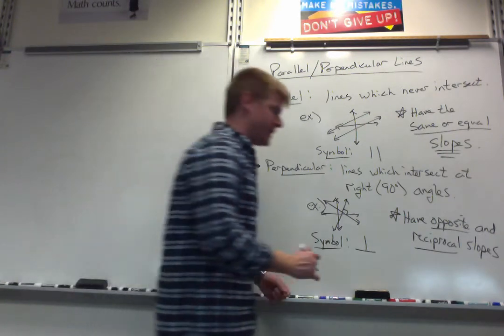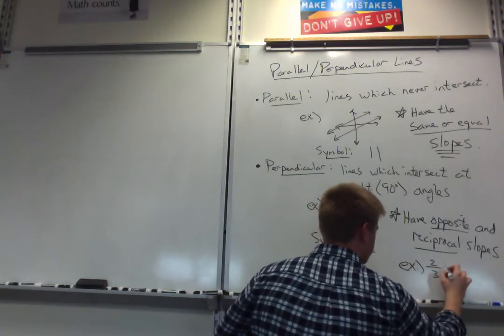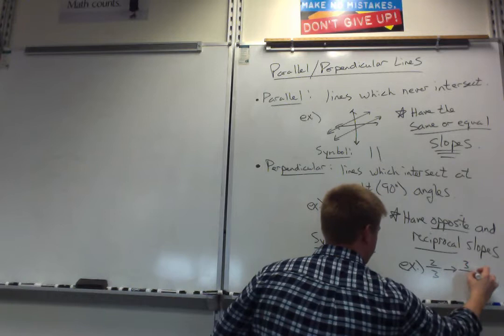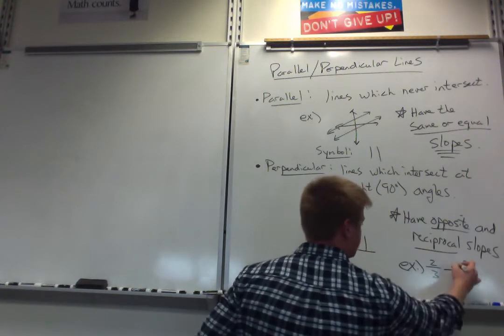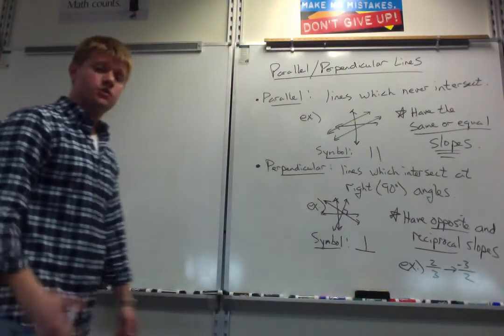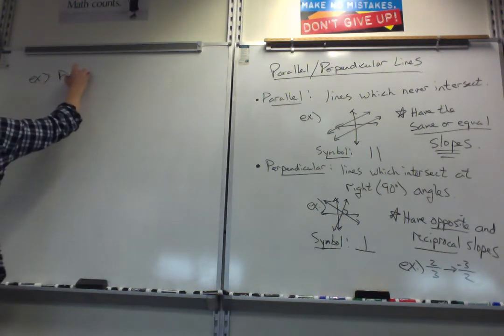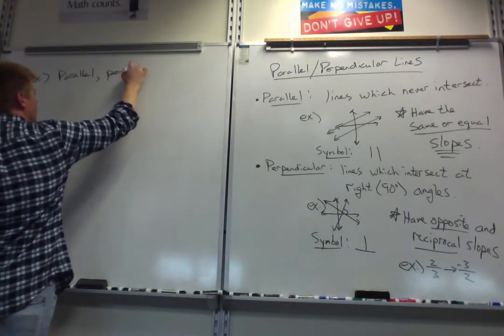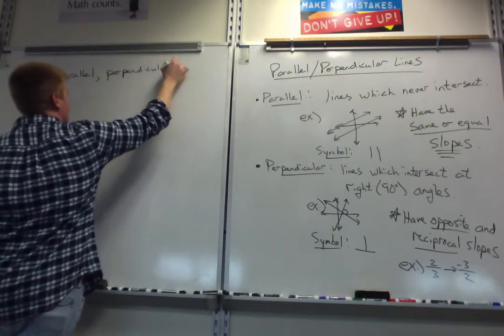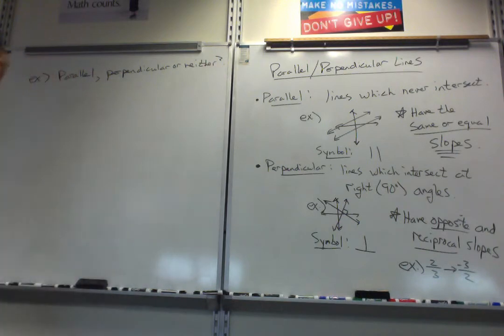Now, a quick example of reciprocal here. The reciprocal of 2/3 is 3/2. And for those to be perpendicular, one of them would also have to be a negative, the other one positive. So anyway, the types of problems we're going to see here quickly are going to be, are lines parallel, perpendicular, or neither? Okay, so parallel, perpendicular, or neither.